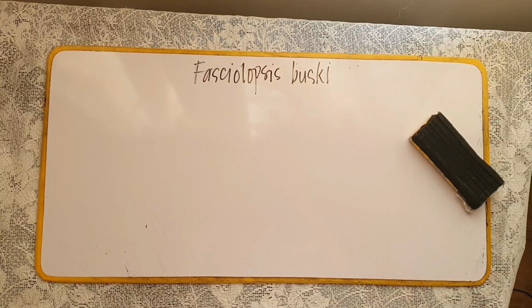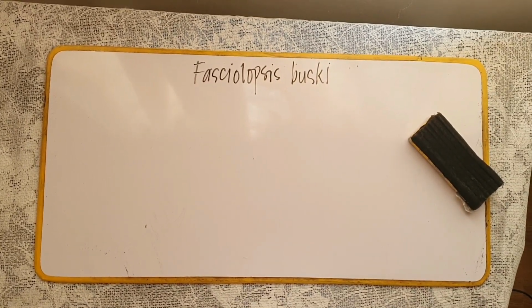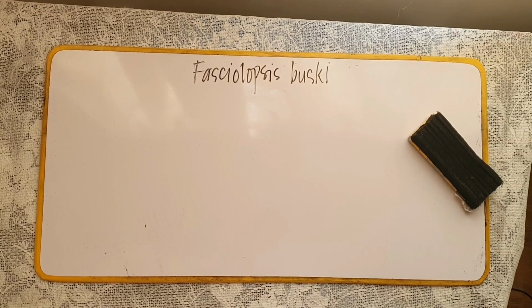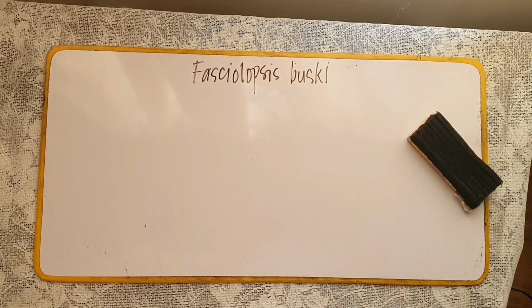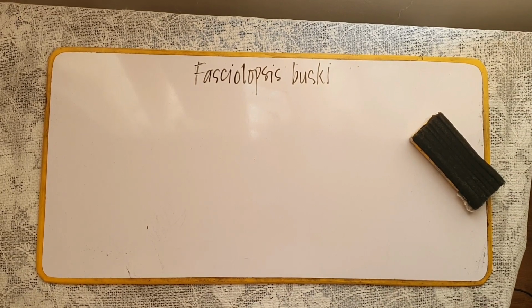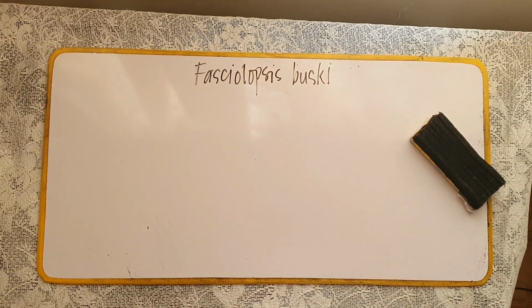Okay, let us continue with your intestinal flukes. Let us begin with your Fasciolopsis buski. Your Fasciolopsis buski is said to be the largest intestinal fluke. This fasciolid digenetic trematode is a parasite of the intestines of humans and pigs. So the definitive hosts of Fasciolopsis buski are humans and pigs.